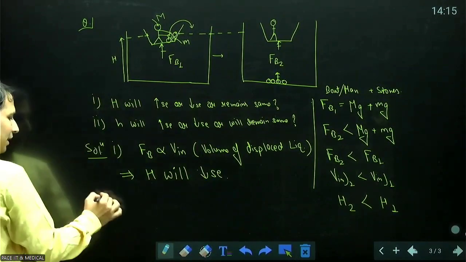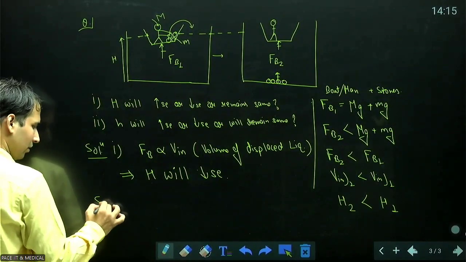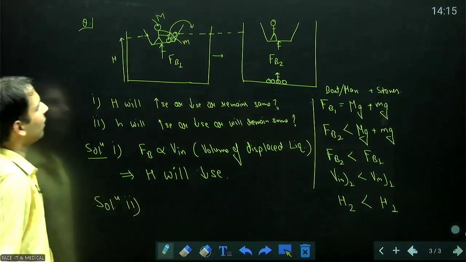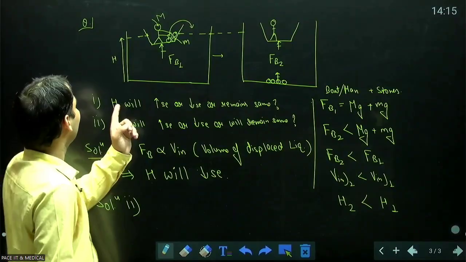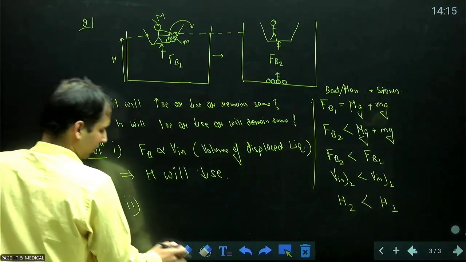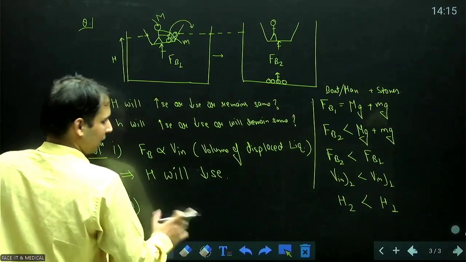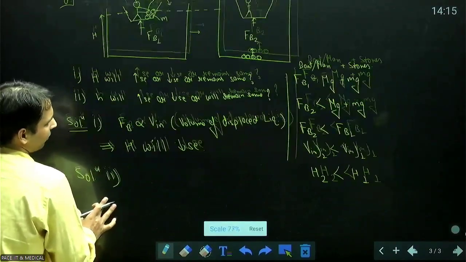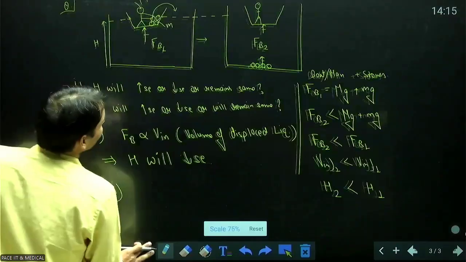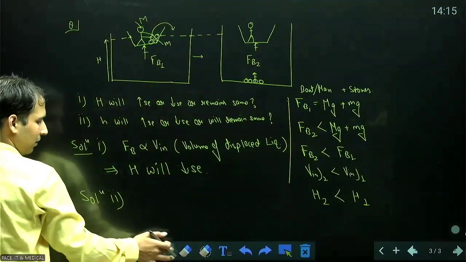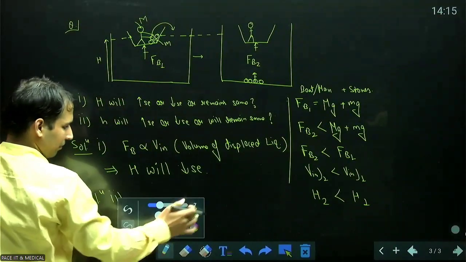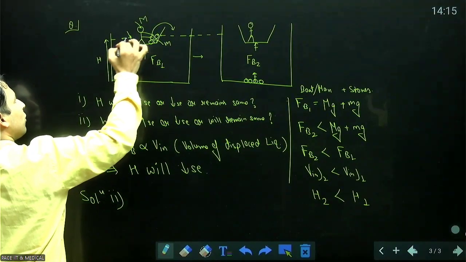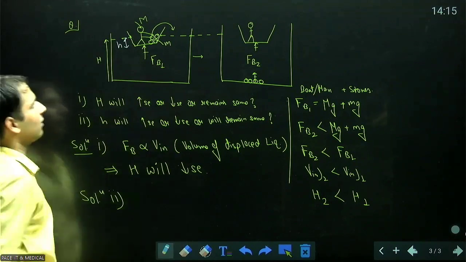Right? Second question, if we see, in the second question we are talking about this small h. We can use this diagram only. So this is small h. We are talking about this small h. This will increase or decrease, right?